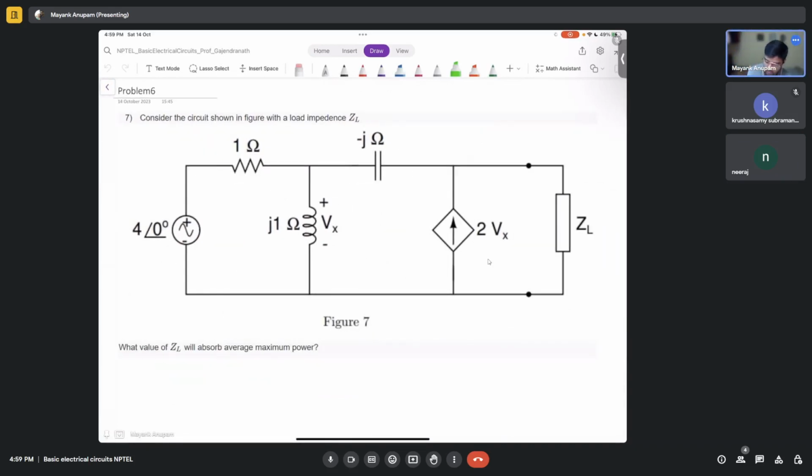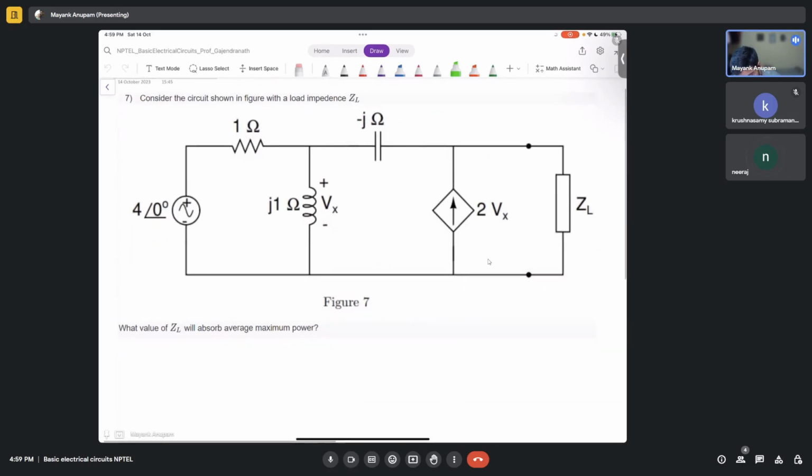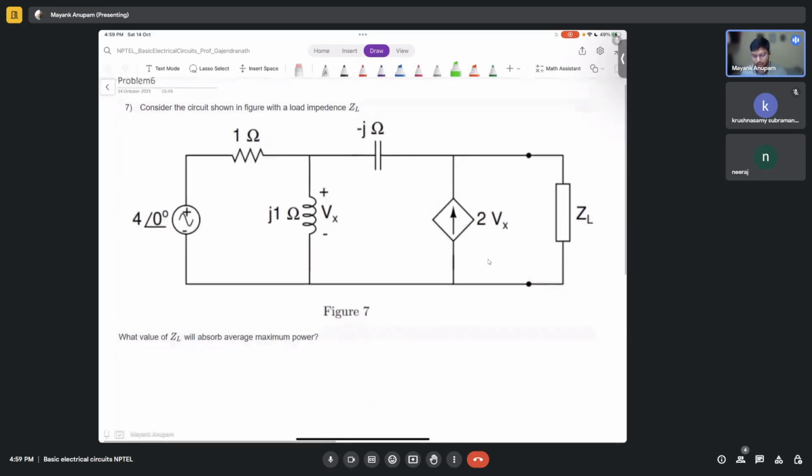Now consider a circuit shown in the figure with a load impedance ZL. What value of ZL will absorb maximum average power? So what do you do for this kind of question? Remember, what do you do for maximizing average power earlier? That is the maximum power transfer theorem. So what do you do for the maximum power transfer theorem? You have to do conjugate matching, right? Basically, matching.